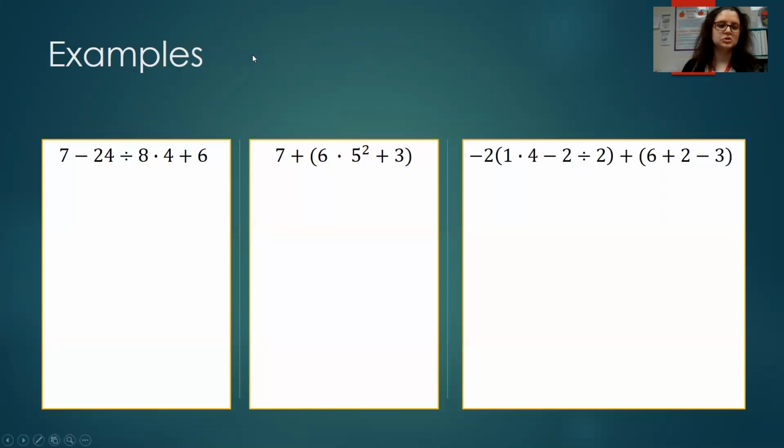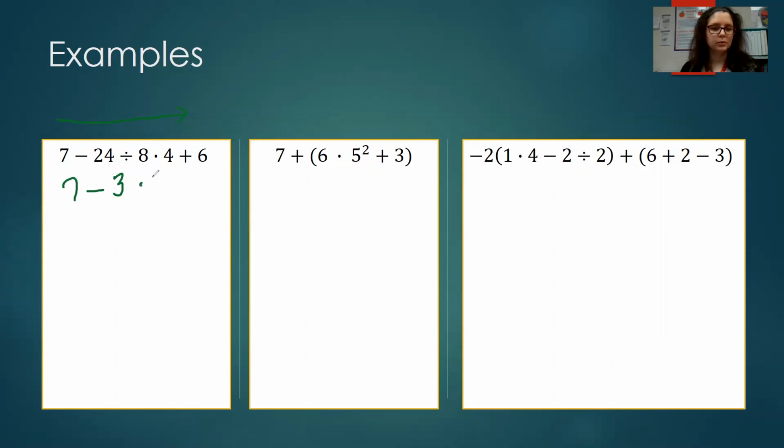Okay, let's just jump right in with our first example. We have 7 minus 24 divided by 8 times 4 plus 6. Our first two steps, parentheses and exponents, are not seen in this equation, so we go on to multiplication or division, from left to right. So we need to start at the left and solve the multiplication or division as we come to them. The first thing we see is division. So we say 24 divided by 8, which leaves us with 3.